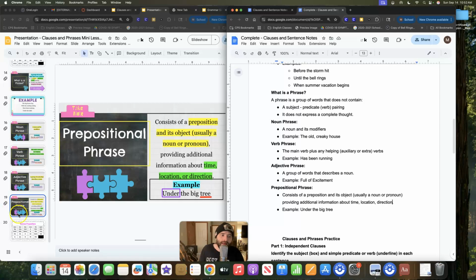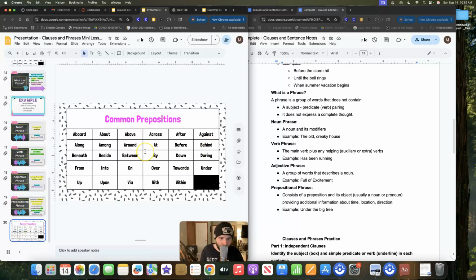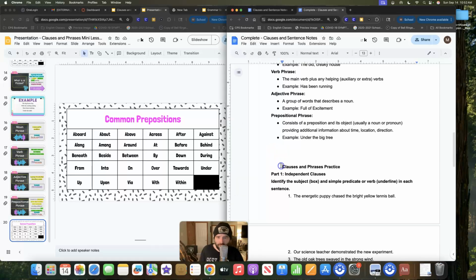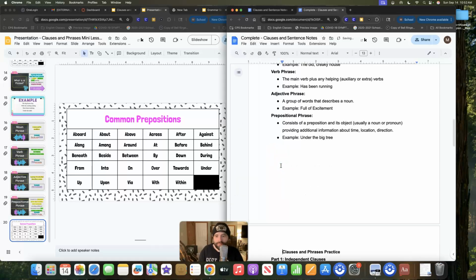Got it? So, again, like the subordinating conjunctions, there are a gazillion prepositions. Here are some of the common ones. I'll probably leave this open for when you do your practices in a second. This needs to be on its own slide. It will be when you get it.